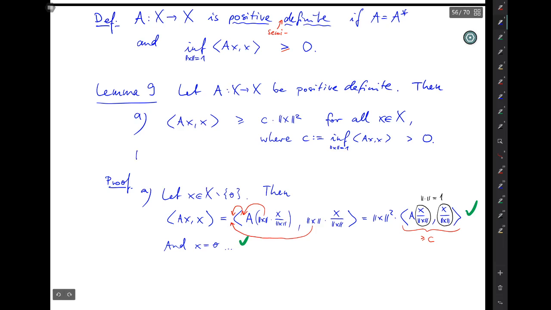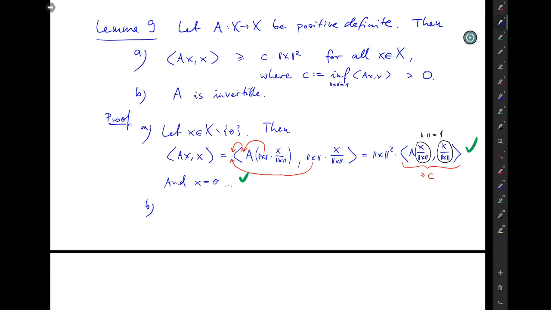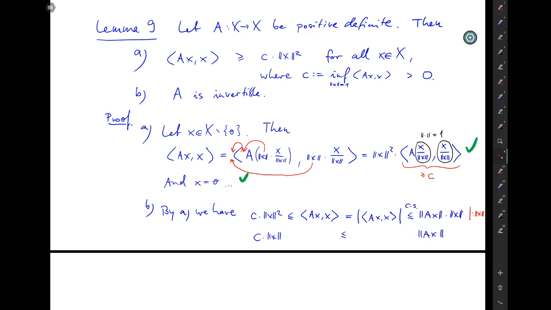And here is statement B. So again, let's read from the top. A is a positive definite operator, then, and now we claim that A is invertible. So let's prove B. So by statement A, we have this. And because this scalar product here is always real and positive, we can write modulus signs around. And now use Cauchy-Schwarz. And then divide by norm x. And here's what you get.